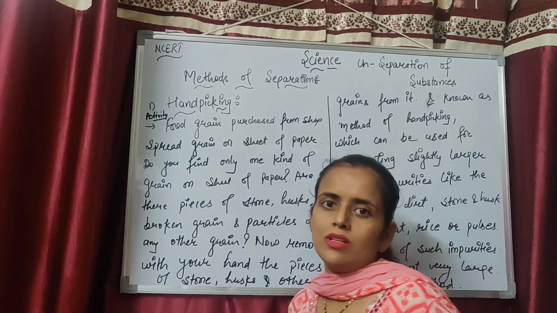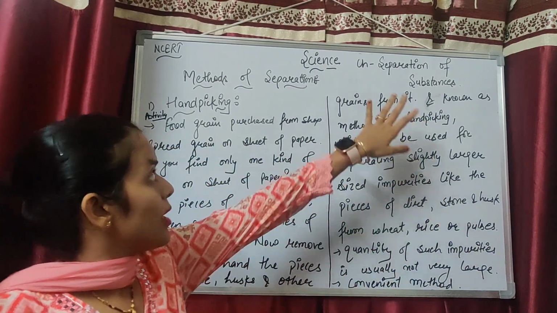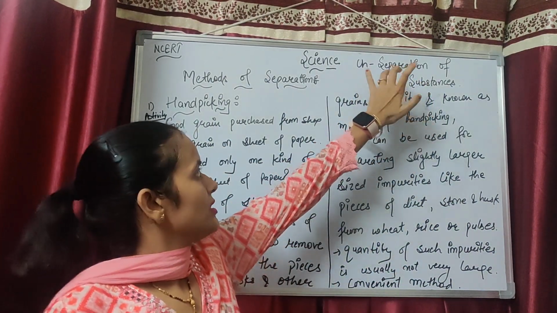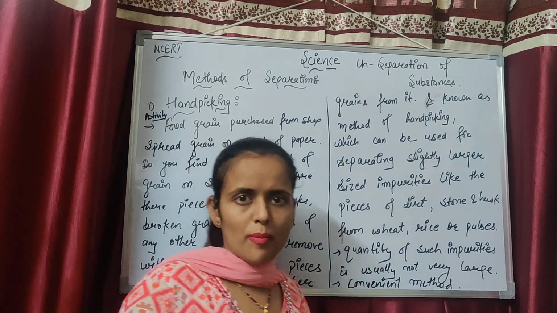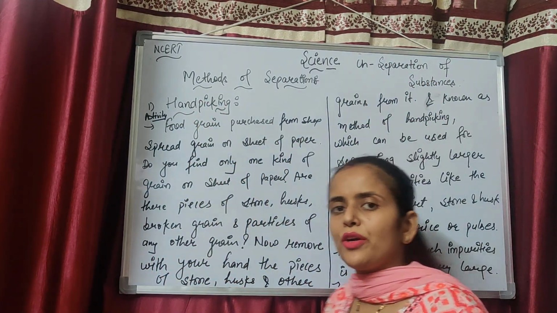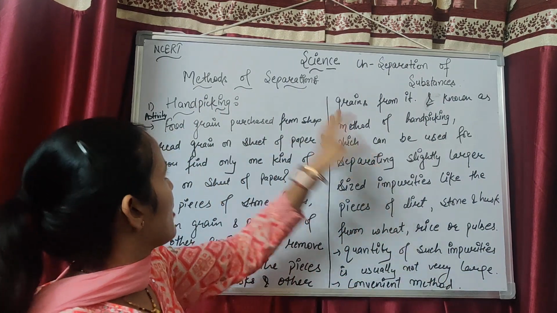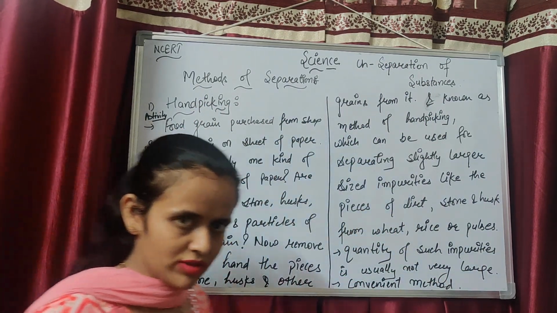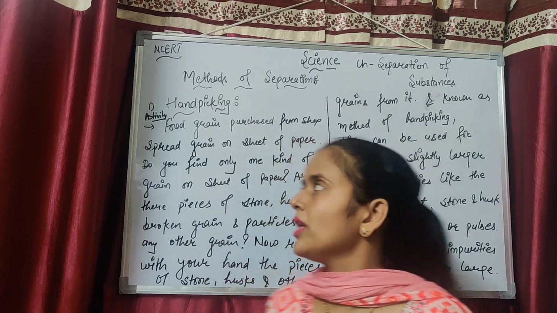So yesterday we started the chapter Separation of Substances. Only two topics were done. So now the methods of separation. Now we will continue with the methods of separation. There are 4 to 5 methods of separation which are used in day-to-day life.